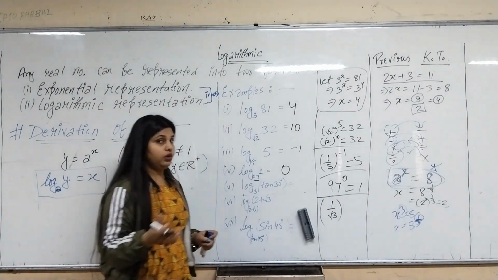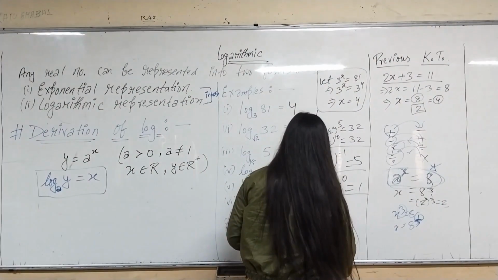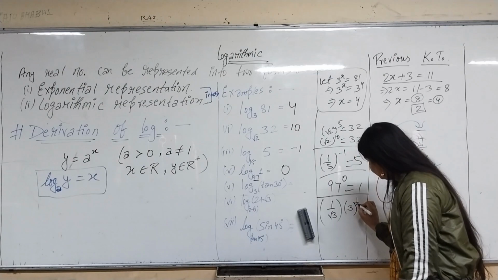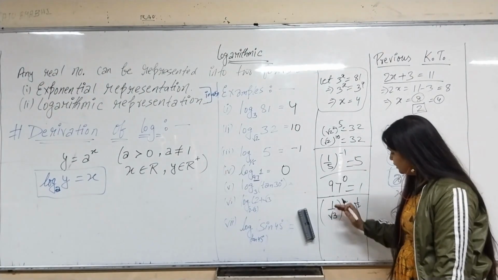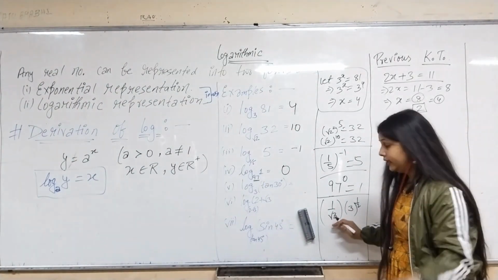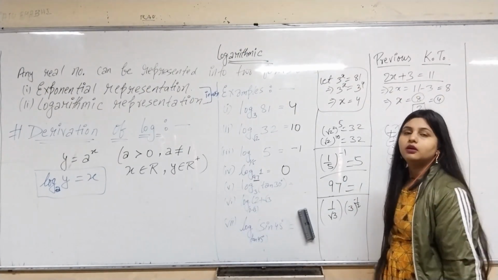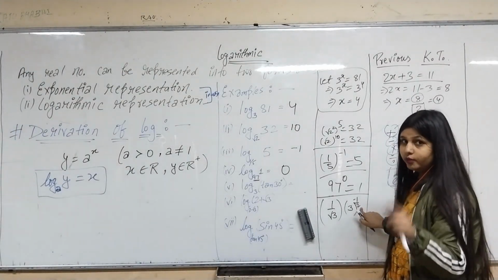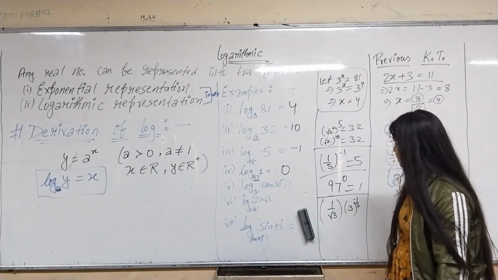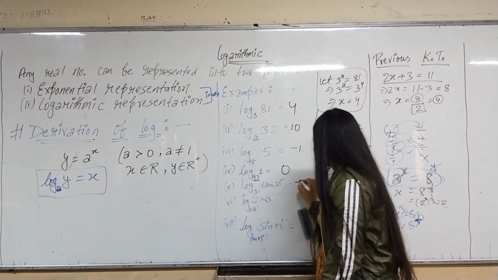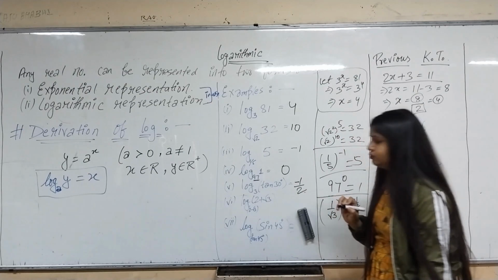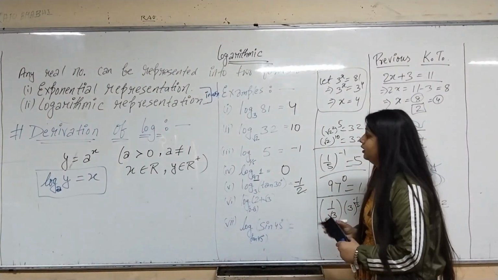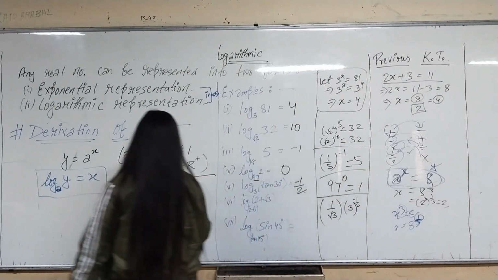3 to the power what gives 1 by root 3? So can you say 3 to the power 1 by 2 will give root 3, and since we want it in the denominator, we put minus: 3 to the power minus 1 by 2 equals 1 by root 3. So here we are going to have the answer as minus 1 by 2. Now, let's solve it here.